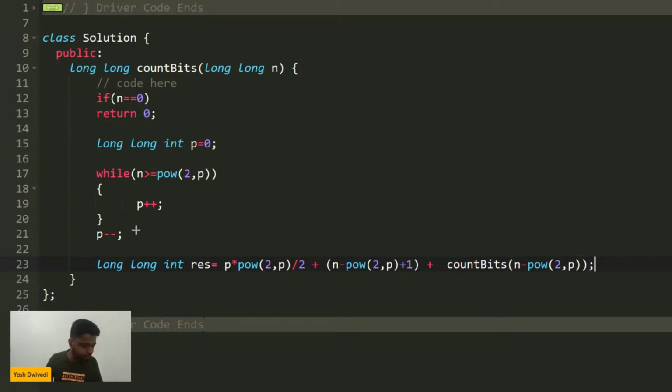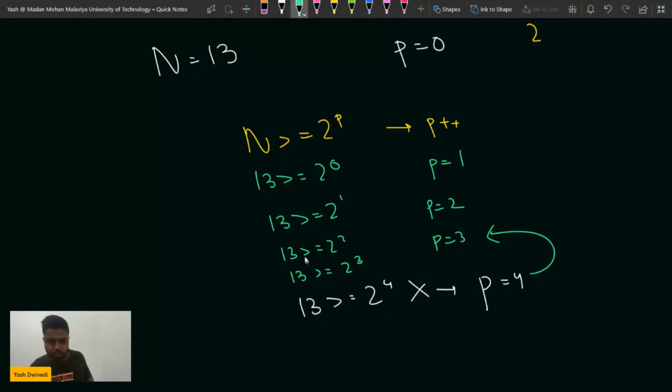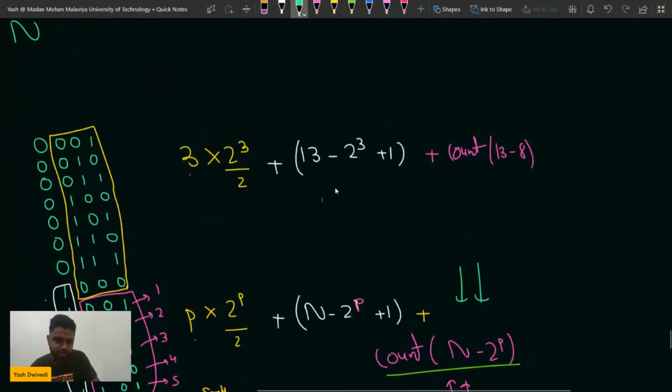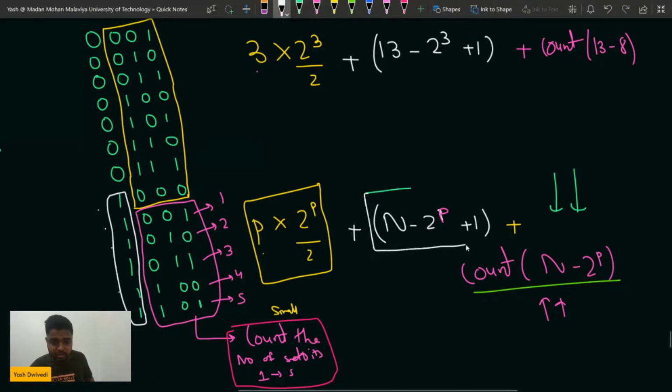So is this much clear to everyone or not? Please tell me, guys. And then ultimately I can just return the result. P into 2 to the power p divided by 2, as I've already explained through this diagram. You can see here, the yellow part that was common, the closest power of 2. That much number of set bits will be p into 2 to the power p divided by 2. The rest of the 1 bits that were in the white part will be nothing but n minus 2 to the power p plus 1. That is, total 6 bits were here, so 13 minus 8 plus 1 it was, so it was nothing but n minus 2 to the power p plus 1.